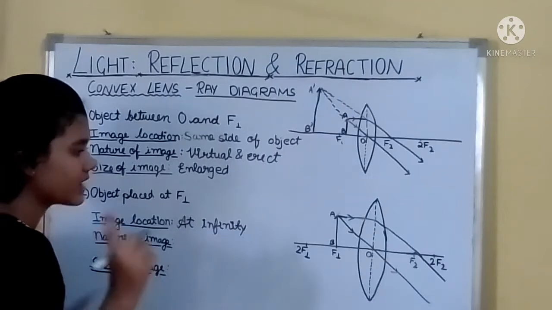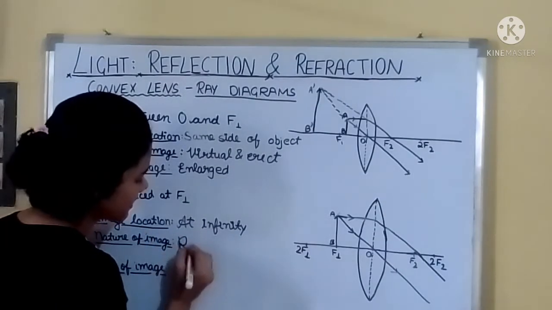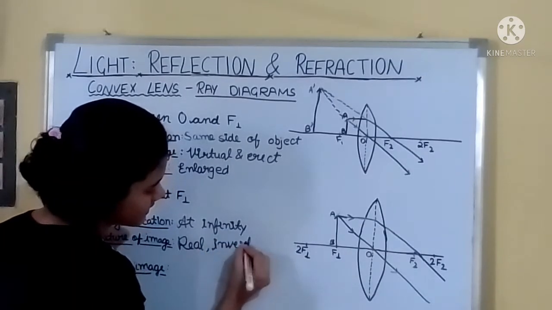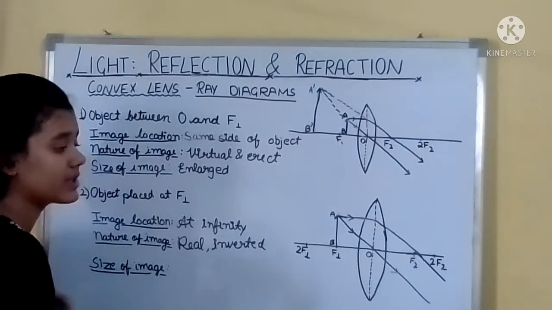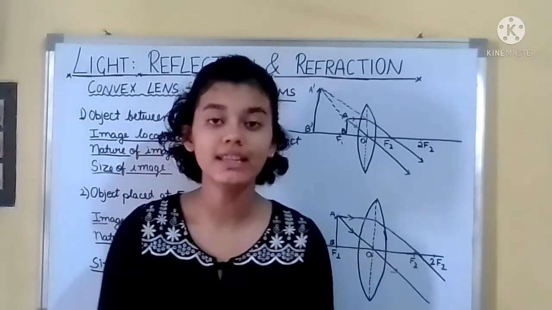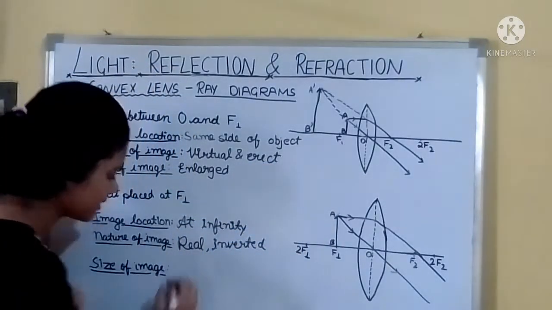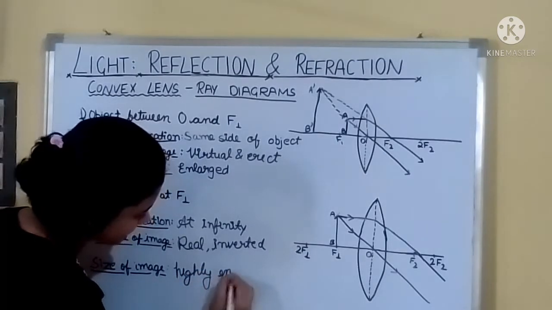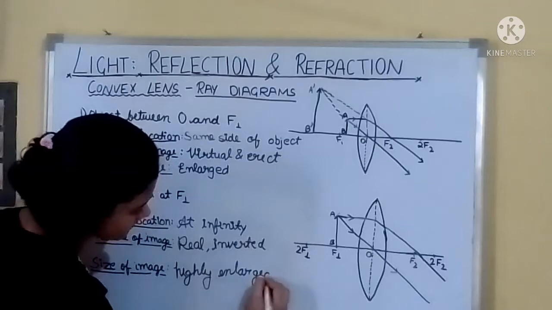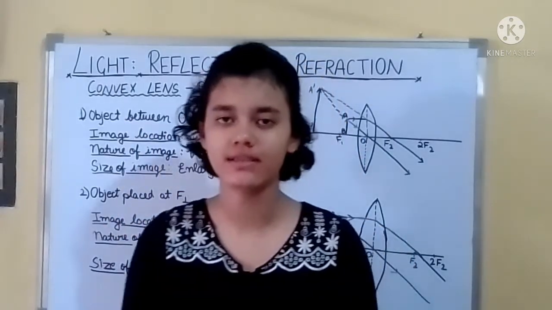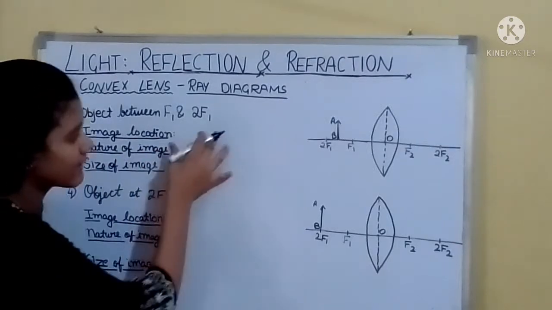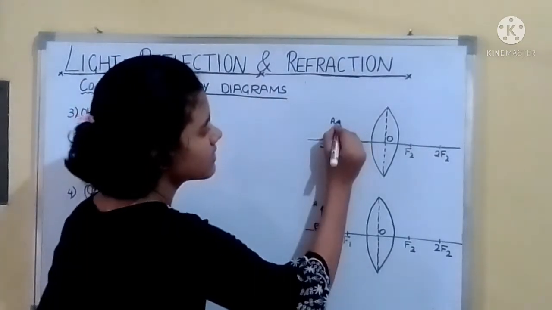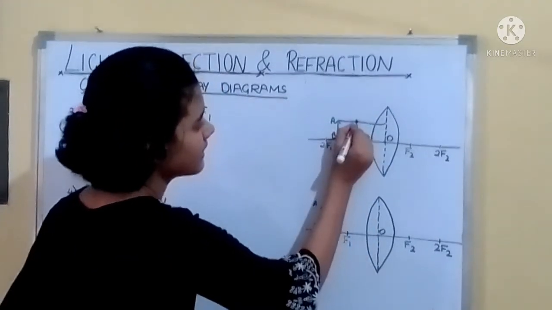Then the nature of the image will be real and inverted. The size of the image: since they will meet at infinity, the size will be highly enlarged. Now let's move to the next case. The case says the object is between F1 and 2F1, meaning the object is somewhere over here. So the incident ray will go like this.